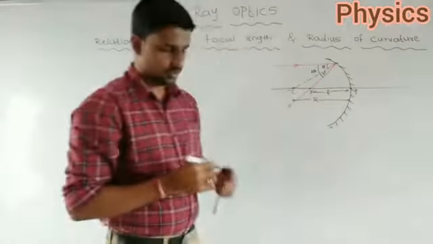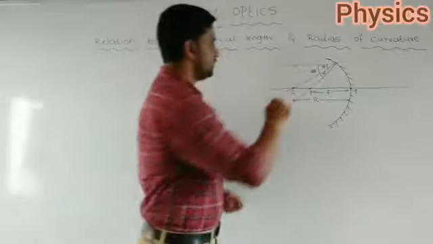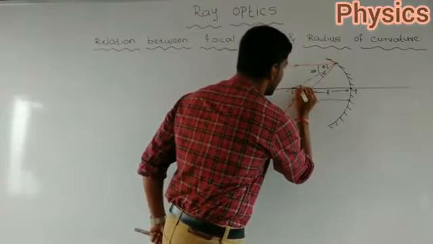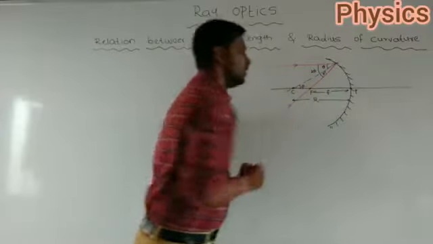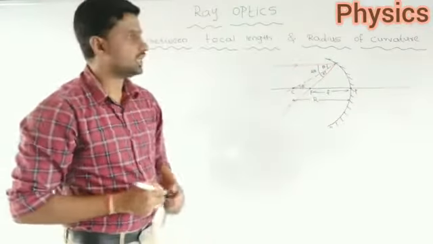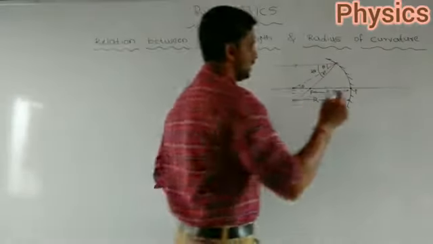Total angle. Now if you observe here, if this one is theta, then this angle is also theta. Why is this one also theta? We know that they are alternate angles.